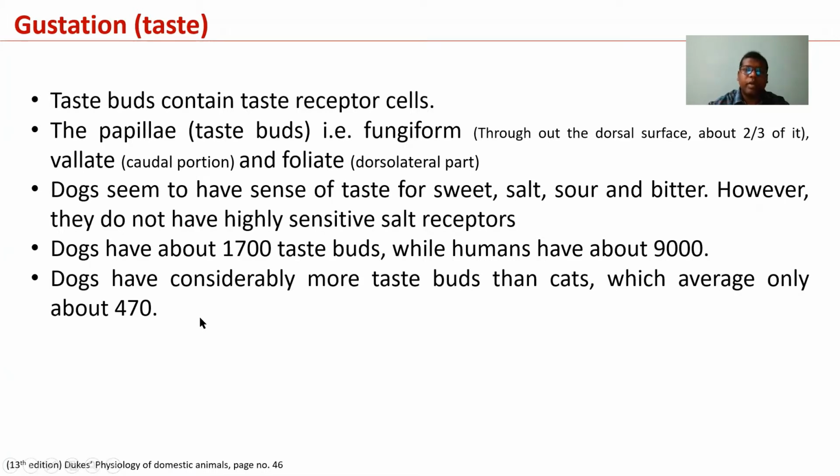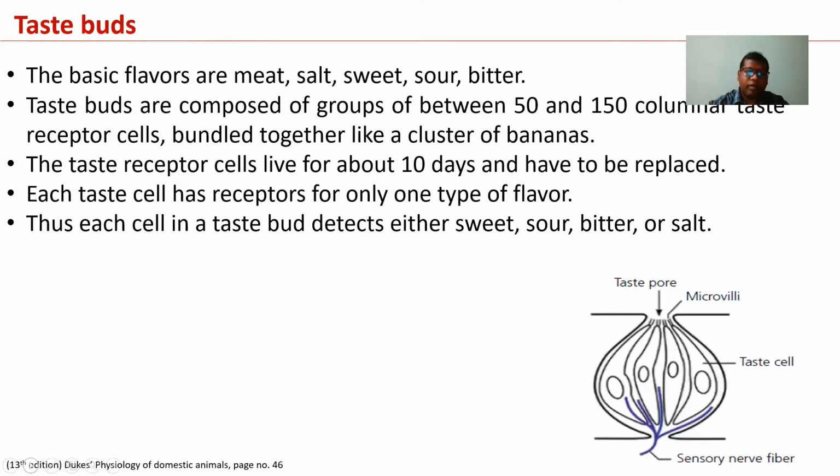One thing we have to remember is that olfaction and gustation are intermingled. It is said that taste is 80% of smell. So both are very much intermingled, olfaction and gustation. The basic flavors are meat, salt, sweet, sour, bitter.